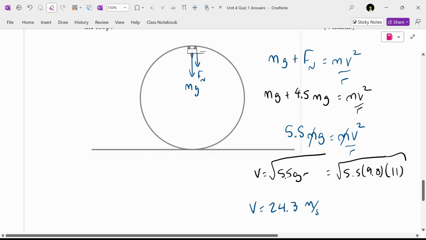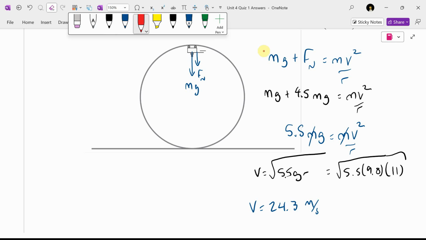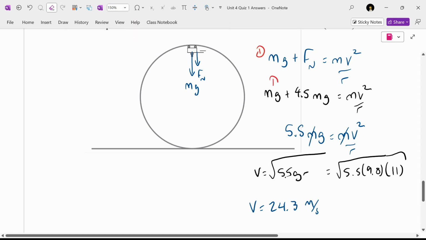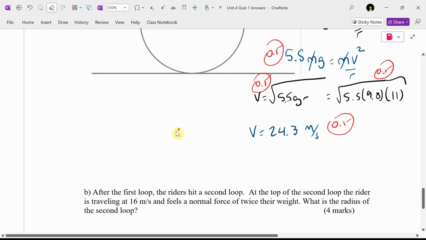If you got that, I would give you 4 out of 4. Otherwise, 1, 2, 3, 4, 5, 6. I would probably go something like this. 1 mark if I saw that. 1 mark if I saw that. Half mark for that. Half mark for that. Half mark for the numbers. And a half mark for the answer.